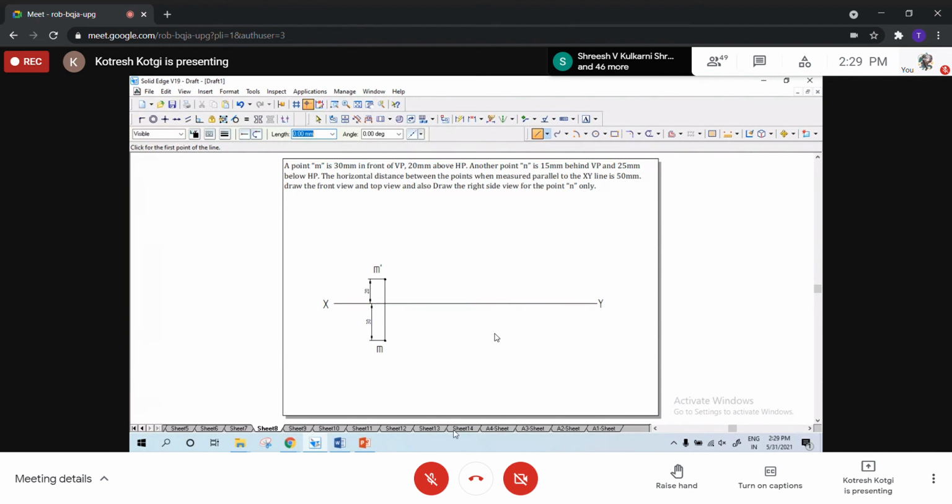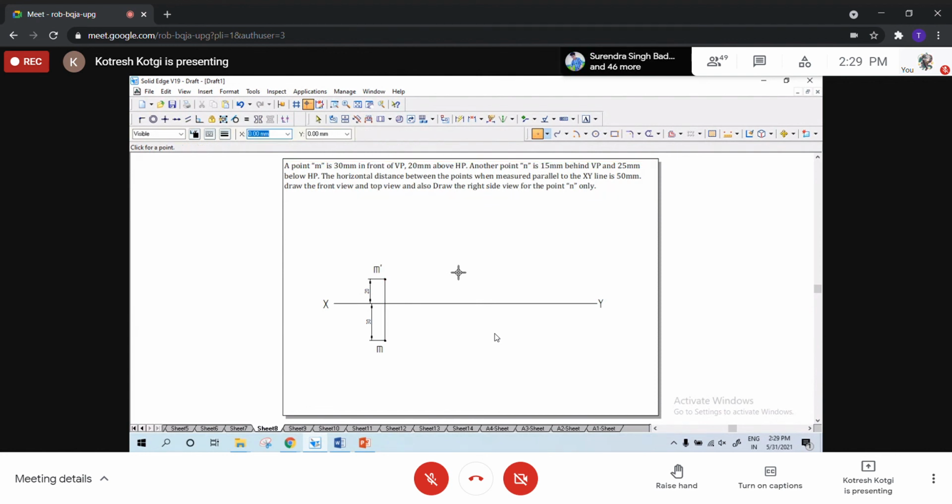And then on that vertical line, measure 15 mm behind VP. 15 mm behind VP means that 15 is what? Distance from VP. So that is for top view. Okay. And 25 mm below HP. That is for front view. Okay. And then you'll complete the views. Now what I'll do, I'll just fix the front view and top view first.